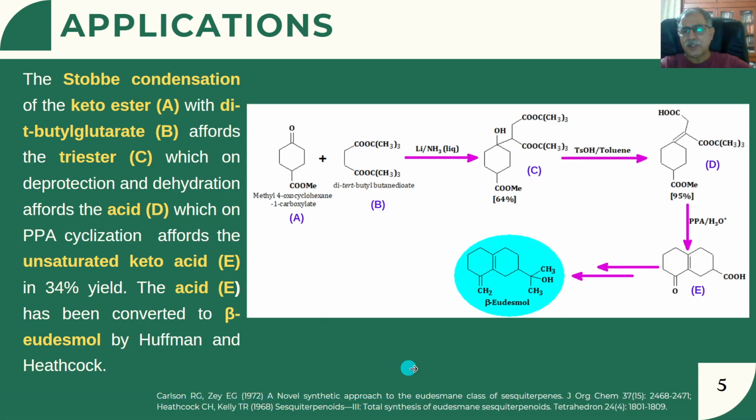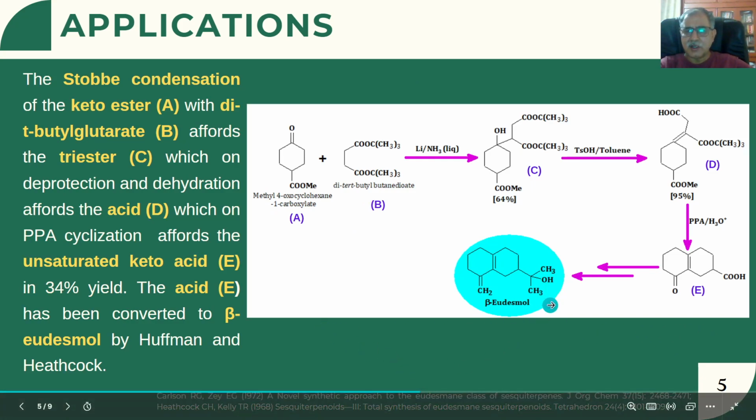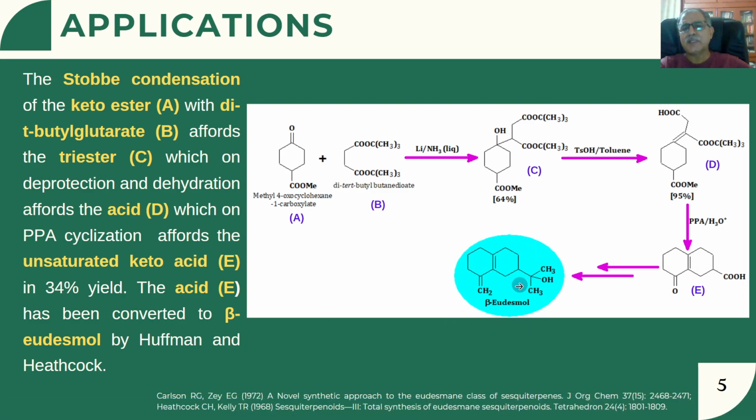Similarly, we can synthesize beta-eudesmol as the product. This is a biologically active alcohol. This can be synthesized from these types of keto esters. This is again a gamma keto ester. This is the alpha carbon, beta carbon, and gamma carbon.